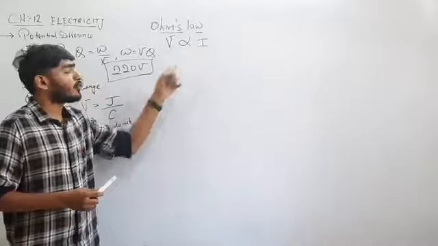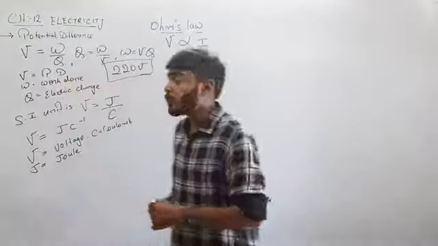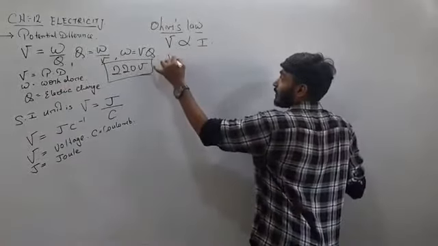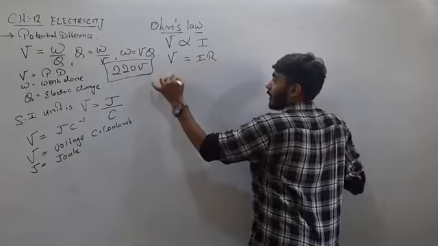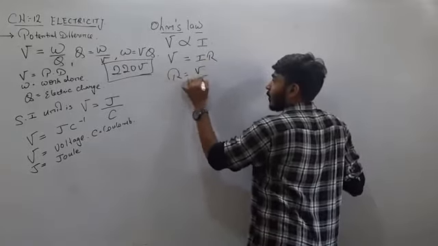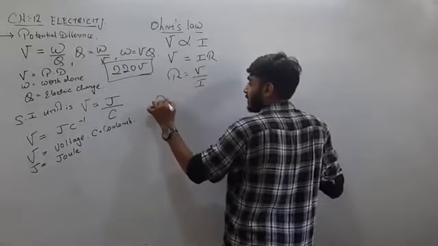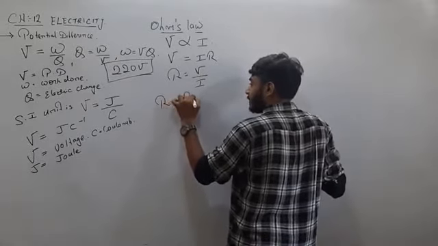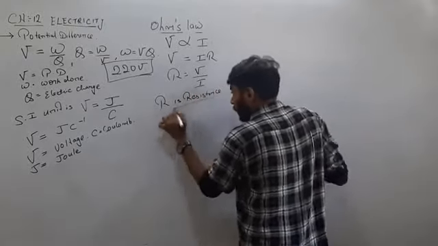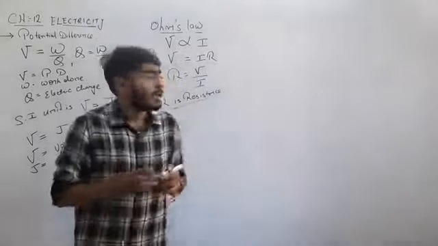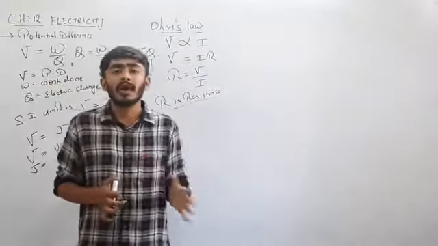To remove this proportionality sign, we need to add some constant. And so we can write V is equal to IR, or R is equal to V upon I. Remember students, here R is resistance. What is the requirement of this resistance? Here the resistance resists the flow of electric charge.